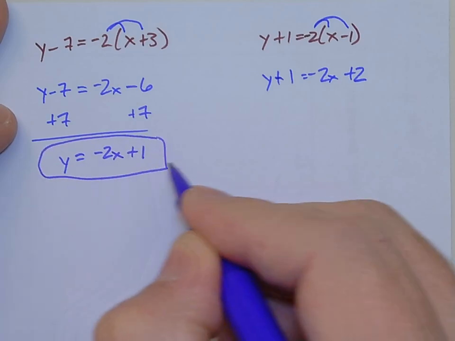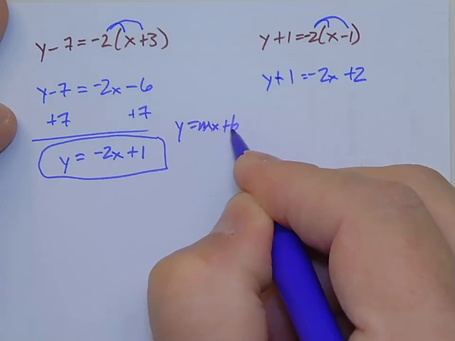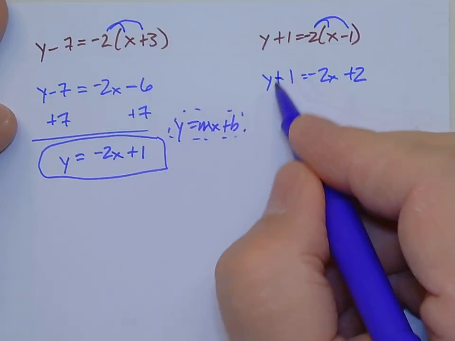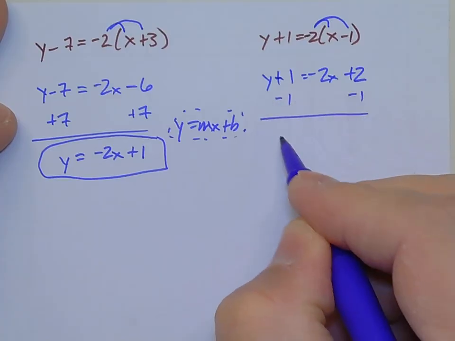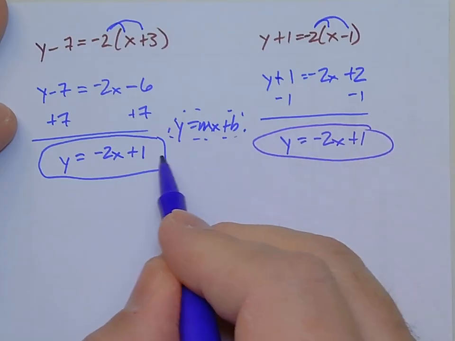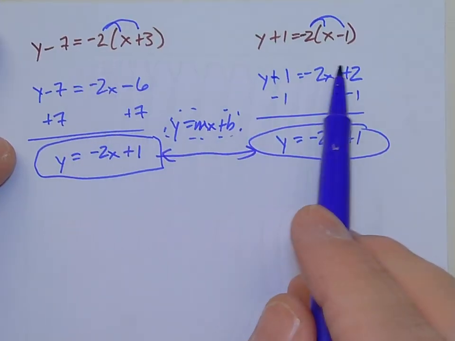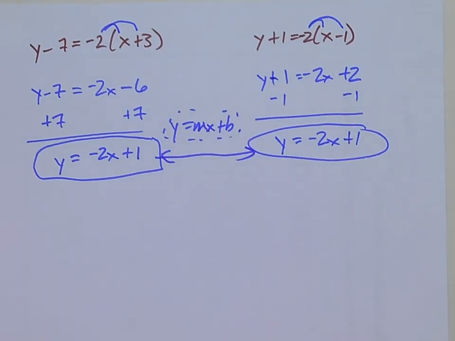That is in slope-intercept form, which is y equals mx plus b. Right, that's the slope-intercept form there. And on this side, I need to subtract 1 to get into slope-intercept form. You can see that's going to be y equals negative 2x plus 1. So same thing I got here. Those are equivalent. They look different in point slope form. They are different in point slope form. But once you convert them to slope-intercept, they are the same.